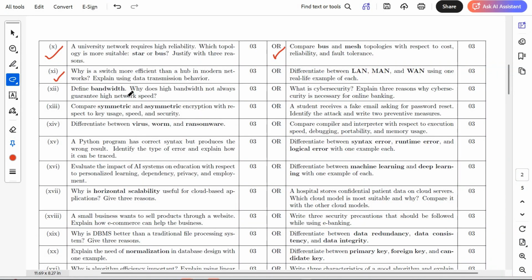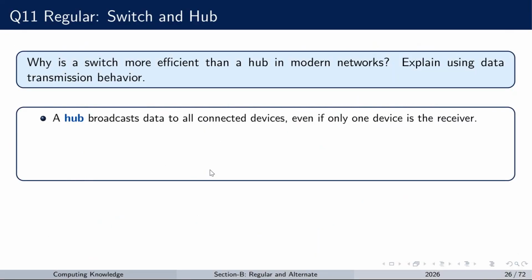11th part: why is a switch more efficient than a hub in modern networks? Explain using data transmission behavior. A hub broadcasts data to all connected devices even if only one device is the receiver.